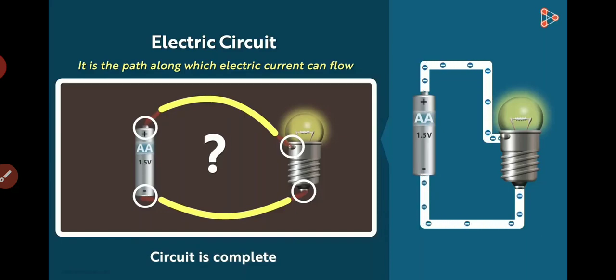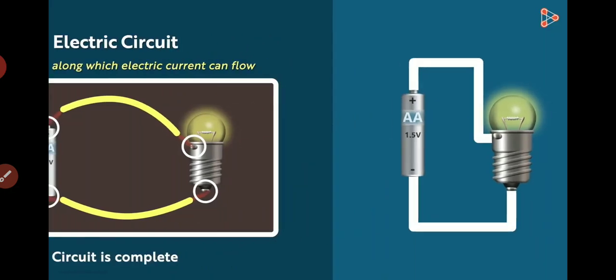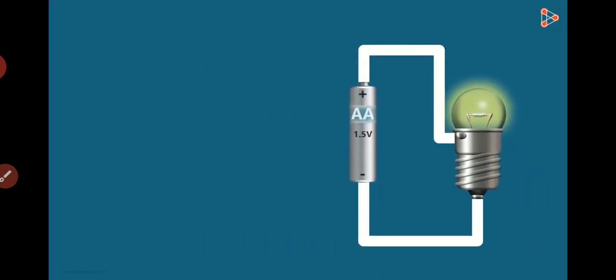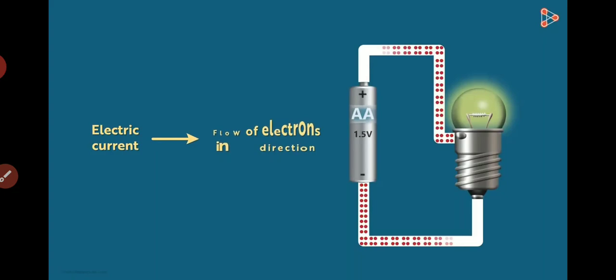But how exactly does electricity flow through the circuit? Well, it is difficult to explain exactly how it flows. However, I will try to give you an intuitive explanation of this phenomenon. You will learn more details in your higher grades. Basically, it's said that electricity or electric current is a flow of electrons in one direction.